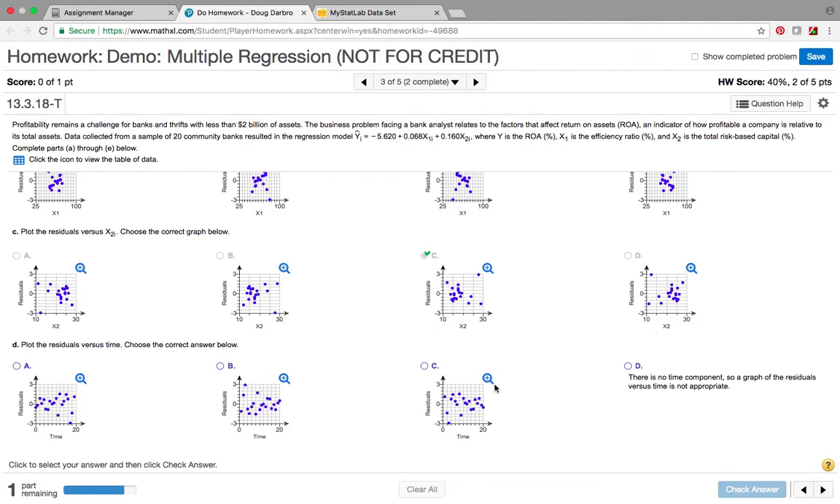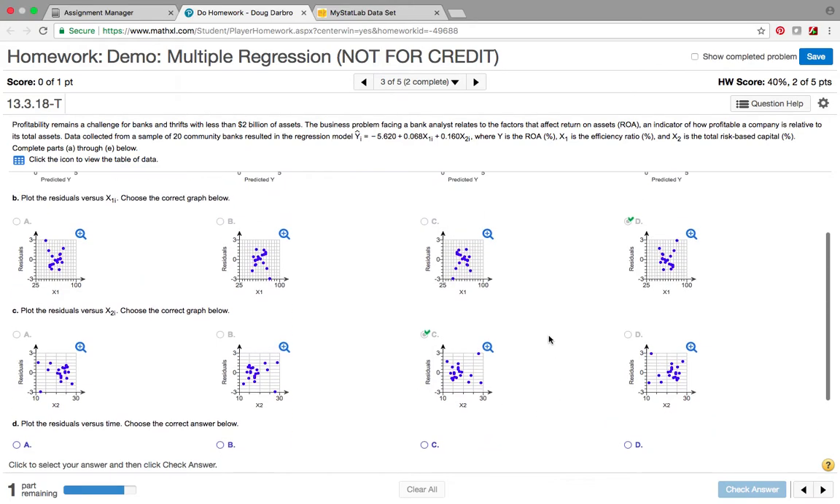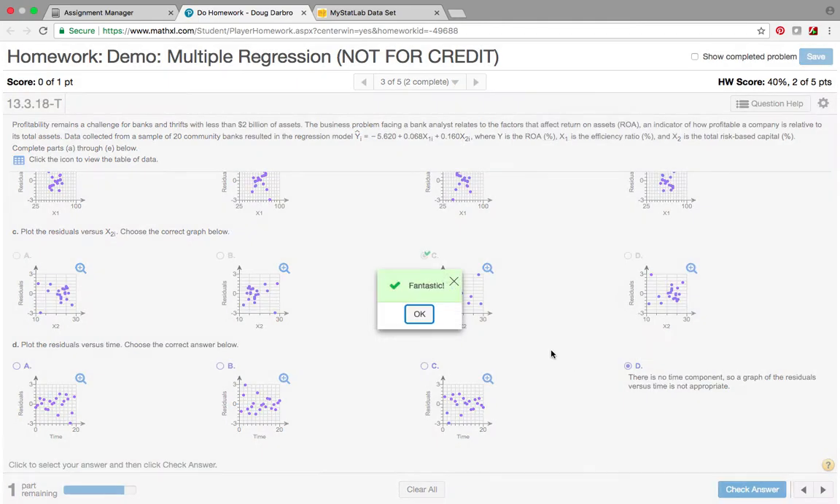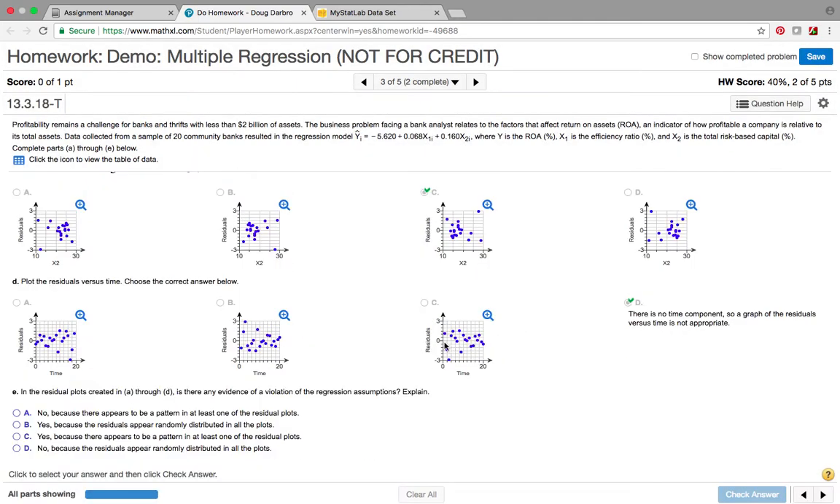Plot the residuals over time. Guys, it doesn't look like this is over time, so time doesn't apply. The Durbin-Watson statistic, we'll get into that more in additional videos, but it's not going to be following this one.